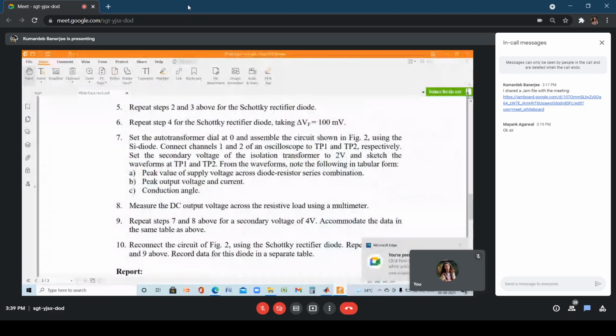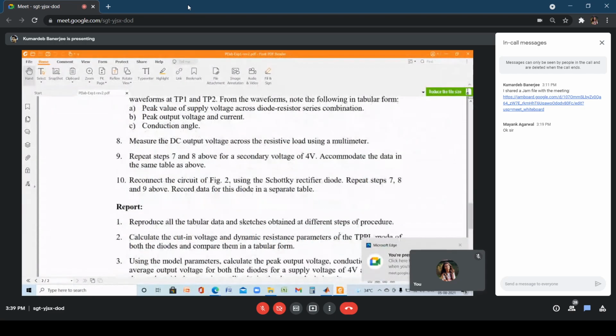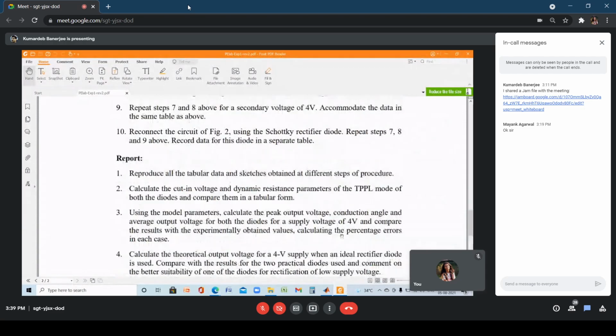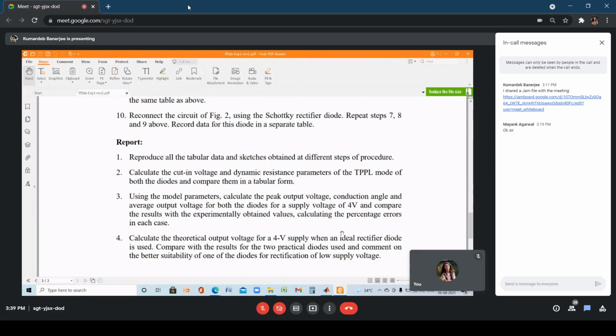where we discuss the reporting part. So there are 4 such points. Reproduce all the tabular data and sketches obtained at different steps of the procedure. Calculate the cut-in voltage and dynamic resistance parameters of the 2-part piecewise linear model of both the diodes and compare them in a tabular form.